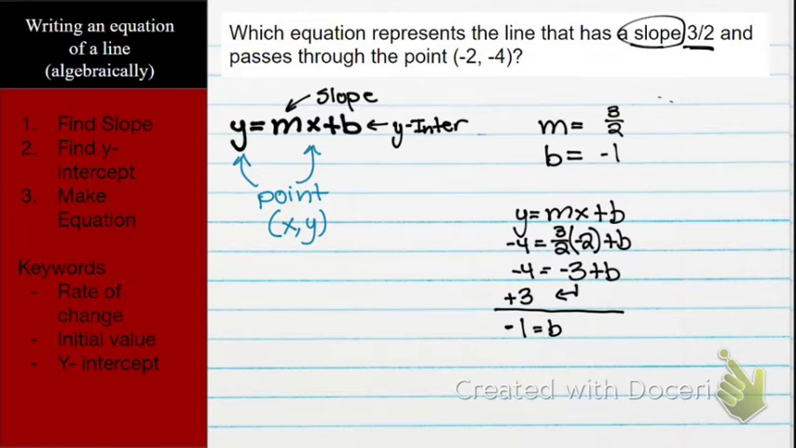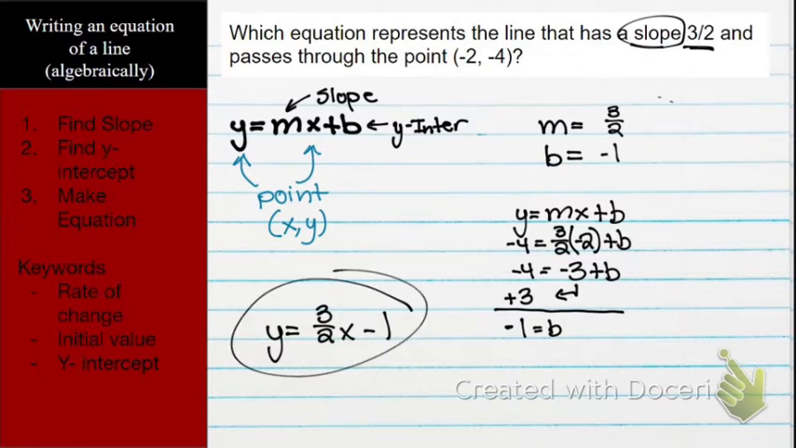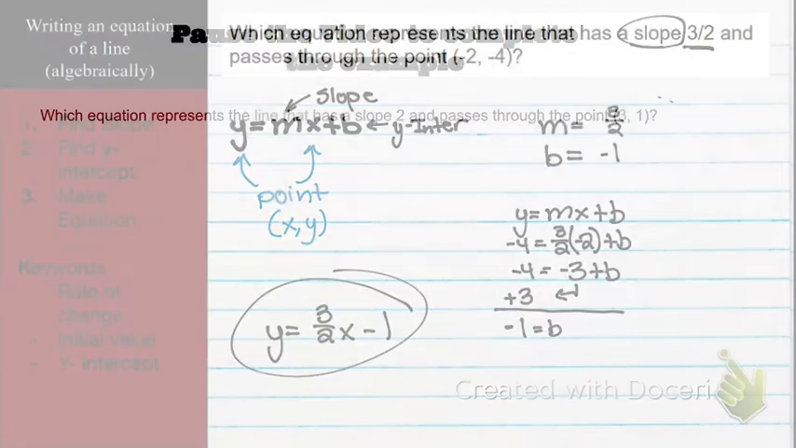So my final equation is going to be y equals 3/2 x minus 1, and that will be my solution, or my answer that I will have to find. Okay, so that's example 1. Let's go.